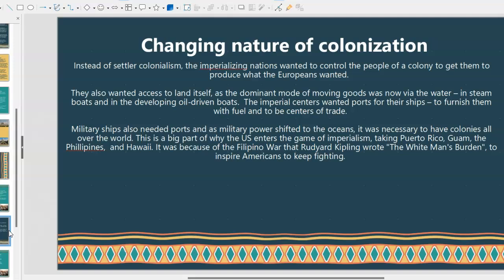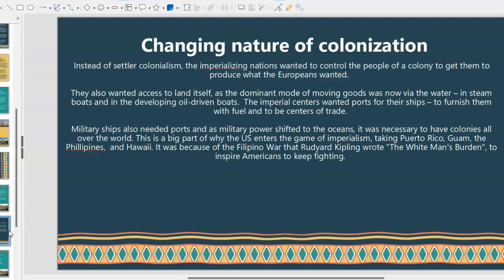All right, so this whole idea then of trade ports becomes very important. Military ships needed ports, military power shifted to the oceans because it was protecting trade. And thus, in order to be able to go around the world, you had to have colonies everywhere in the world. And of course, the British are going to be supreme with this.